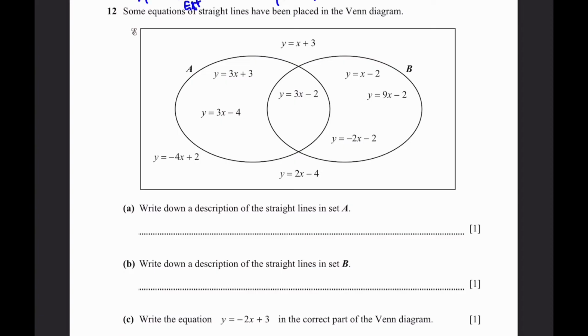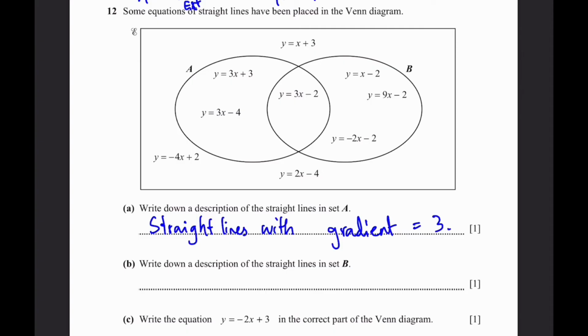Question 12. Some equations of straight lines have been placed in the Venn diagram. Okay, write down a description of the straight lines in set A. So as you can see in set A, all the three have coefficient of x as 3. So straight lines with x coefficient equals 3. In other words, we can write that as gradient equals 3.